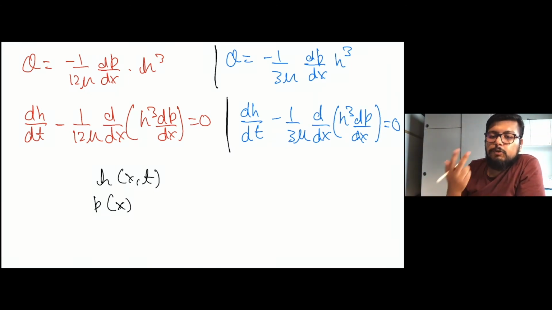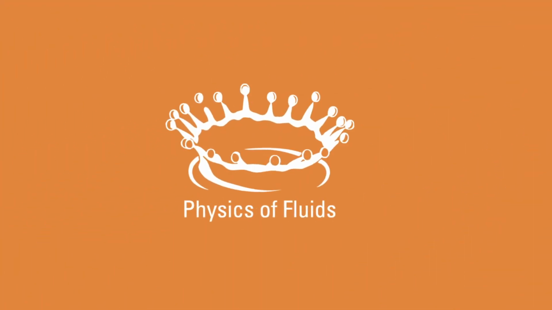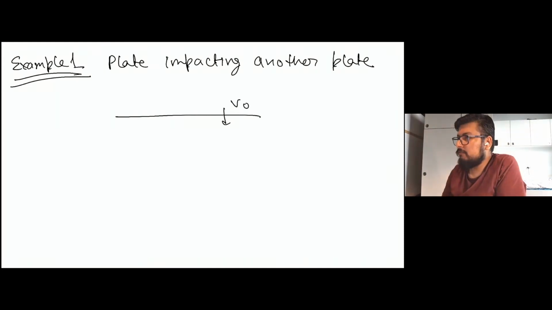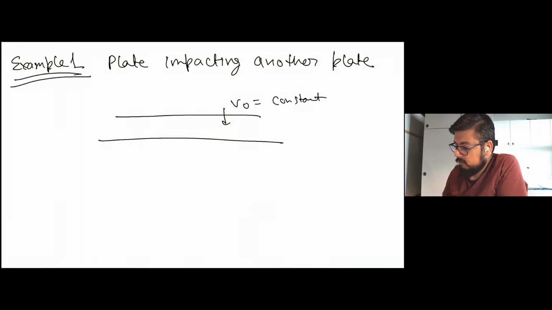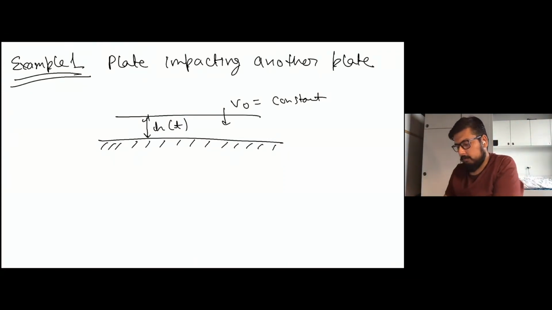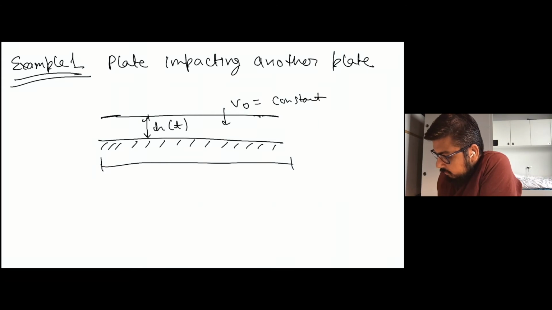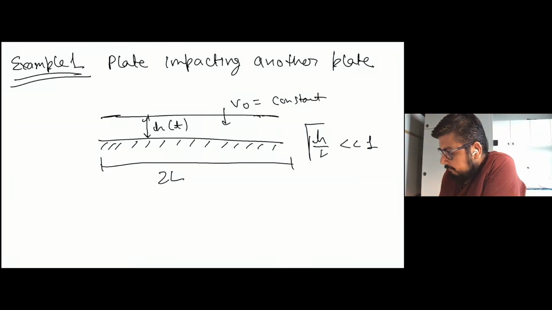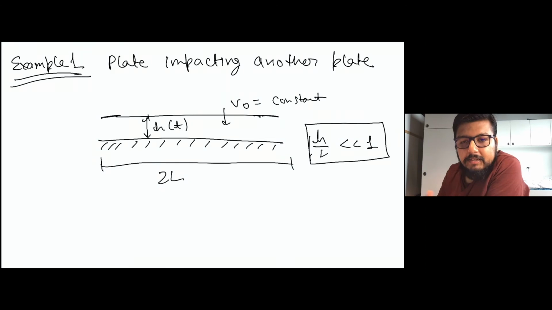And we are now going to look into two examples of doing exactly that. So in this example, we have a flat plate which is falling down with a velocity v naught, and I'm going to keep this velocity v naught constant. This plate is falling on the ground, and at some point it is at a distance h away from the ground. I'm going to assume that the length of the plate is 2L, and that h over L is much smaller than 1. So once I do that, I am satisfying the lubrication approximation that we had earlier.